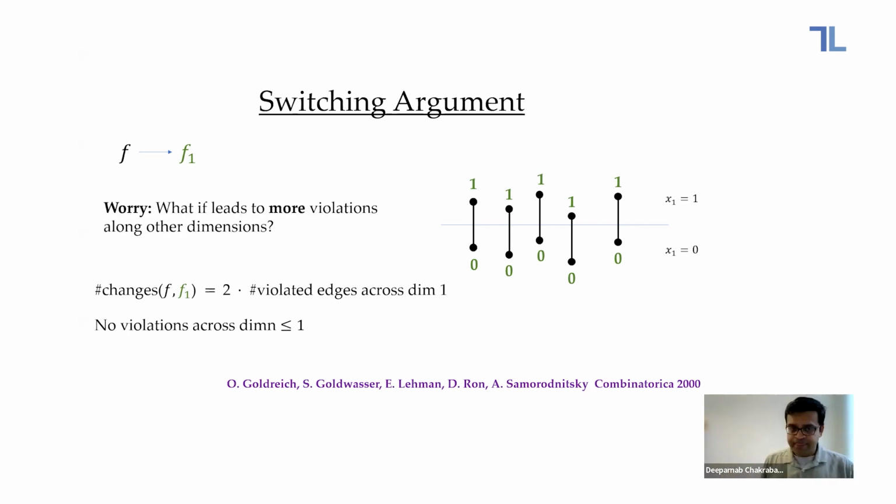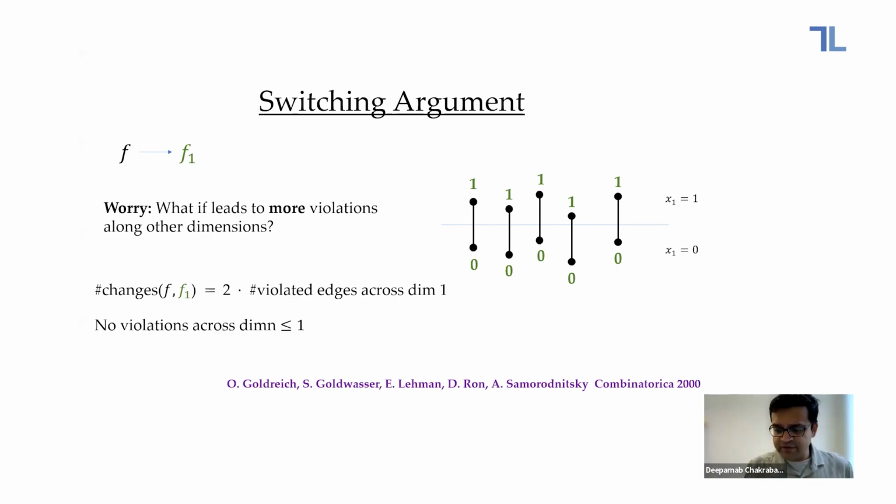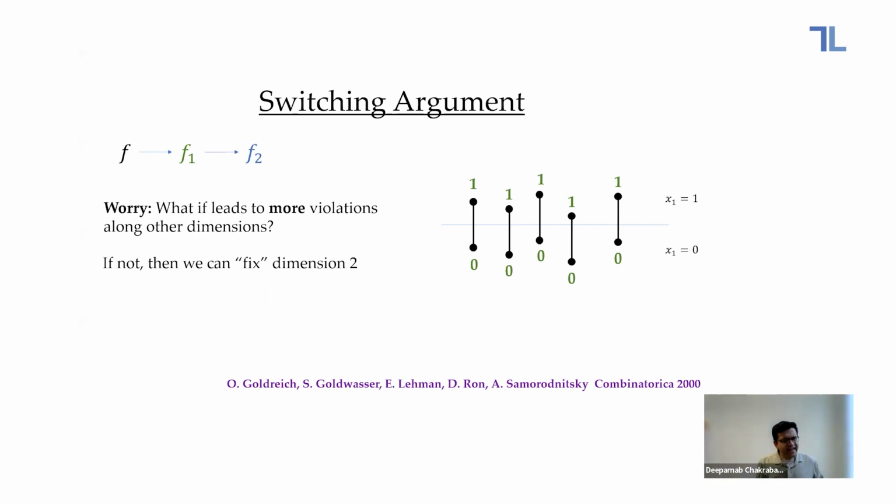But there is a worry. The worry is, does fixing violations across dimension 1 lead to more violations among other dimensions? That's a worry, but let me at least impress that if this worry were not there, suppose this statement were like this, swapping along dimension 1 did not lead to more violations along other dimensions, then I claim we are done, because I'll repeat the same procedure now on F1 across dimension 2 to get me to F2.